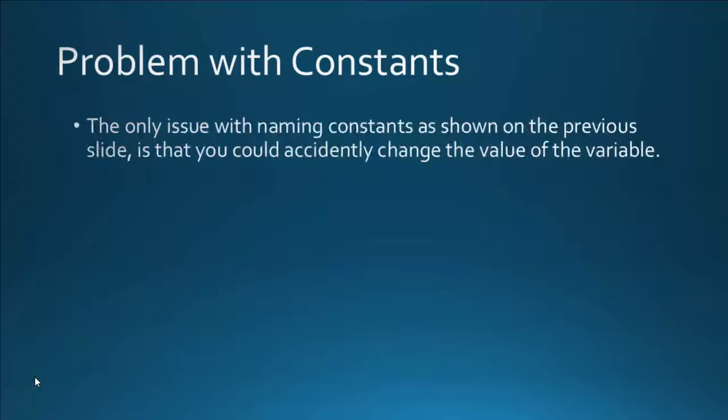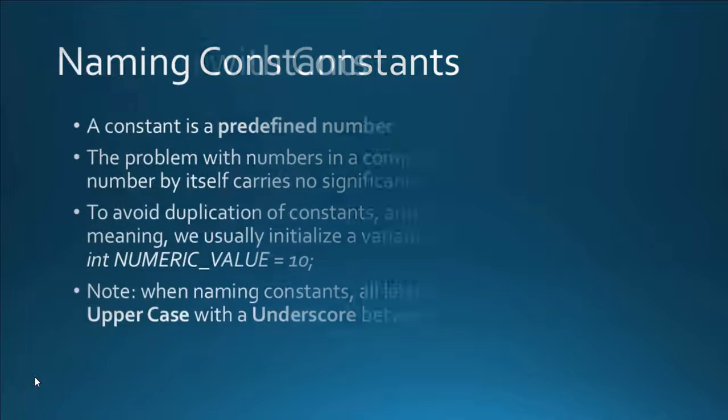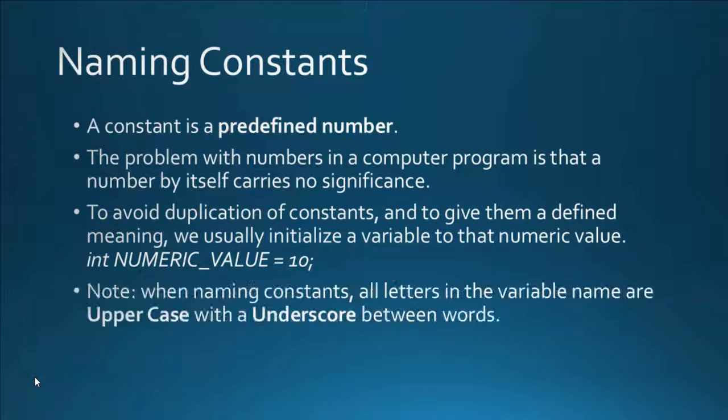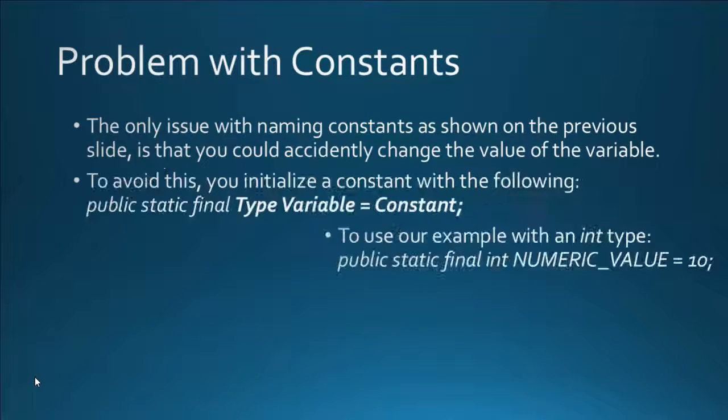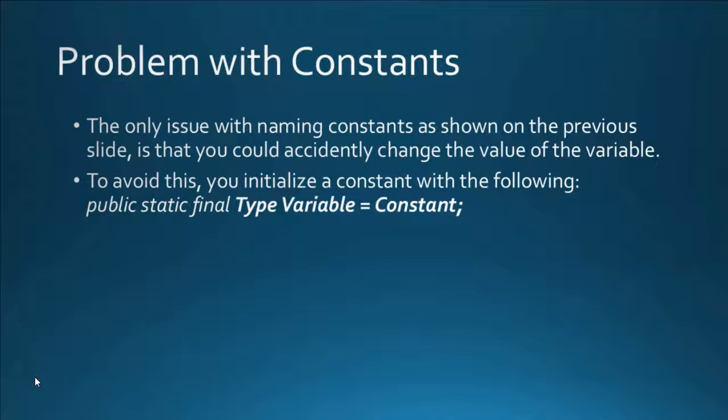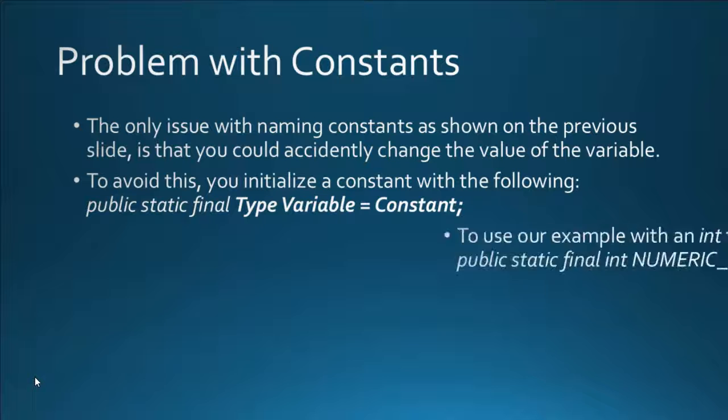The problem, though, with constants is that you might accidentally change the value of that variable. If we look back, it just says int NUMERIC_VALUE = 10. There's nothing that says I can't accidentally say NUMERIC_VALUE = 7. Nothing that says I can't change that. So, to avoid this, we're going to initialize a constant with the following. We're going to add in front of that public static final, type, variable equals constant. So we add the phrase public static final in front of it.